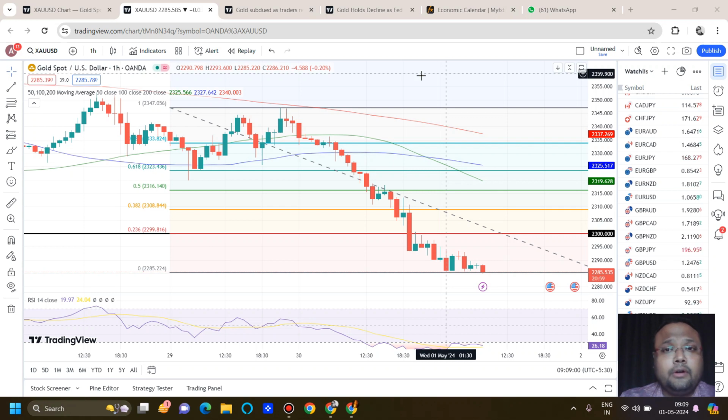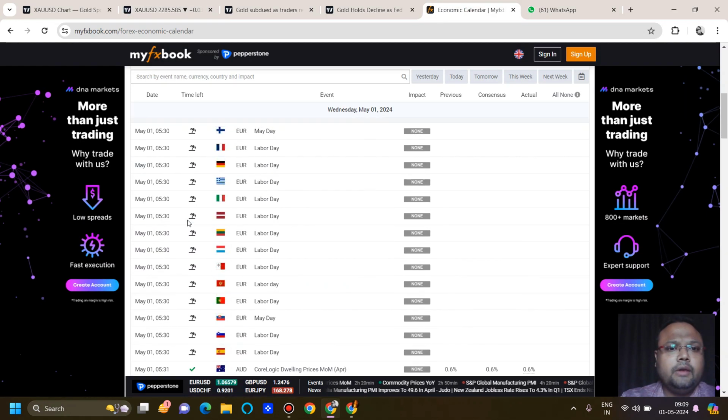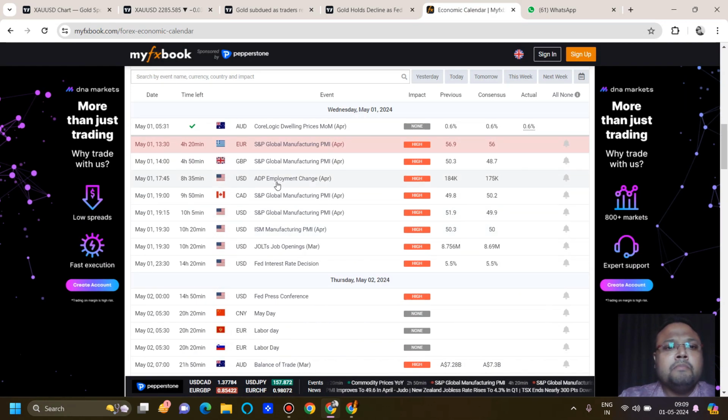Do not look for reversals, because if you look at the economic calendar, you can see we have the ISM PMI coming up. Then we have the Fed interest rate decision. So the market will be volatile throughout the US session. Please be careful. If you're a beginner or new trader and you do not have any open position, just observe the market to gain experience. Do not try to gamble.